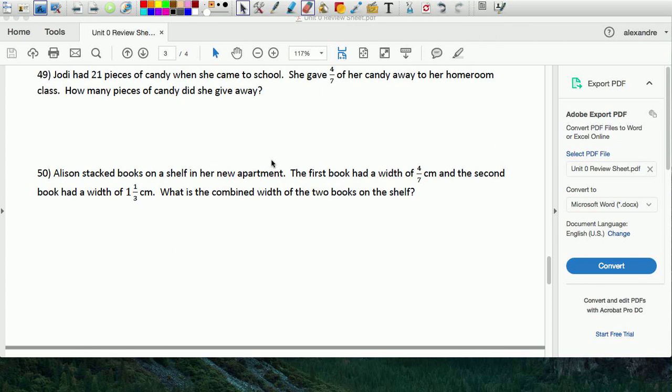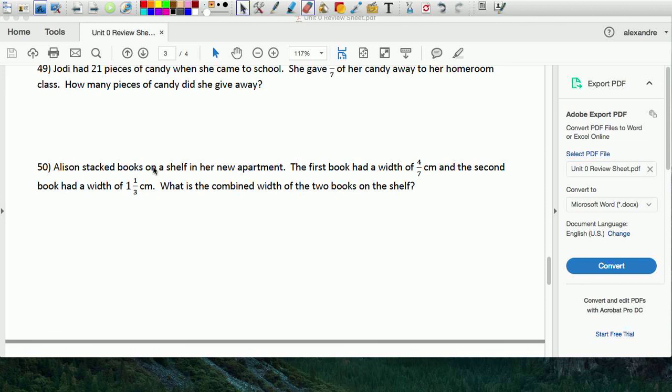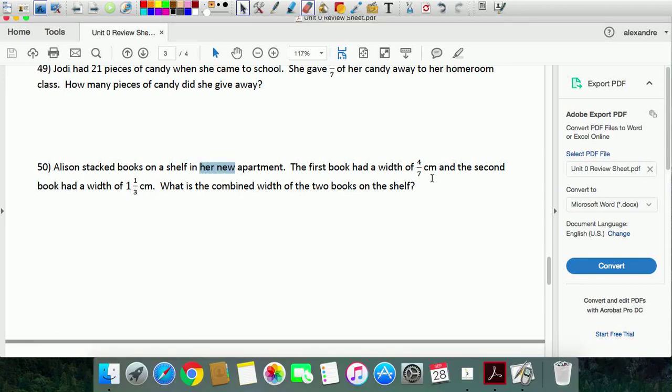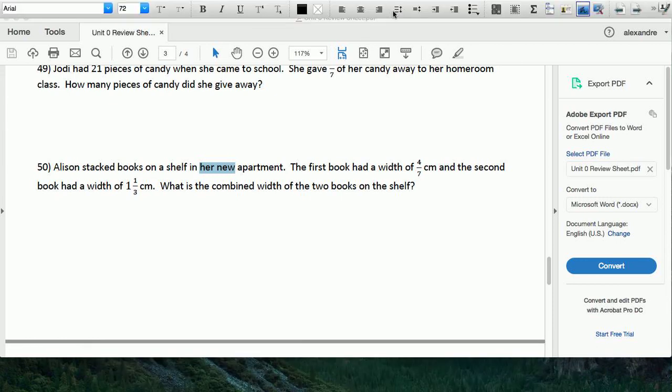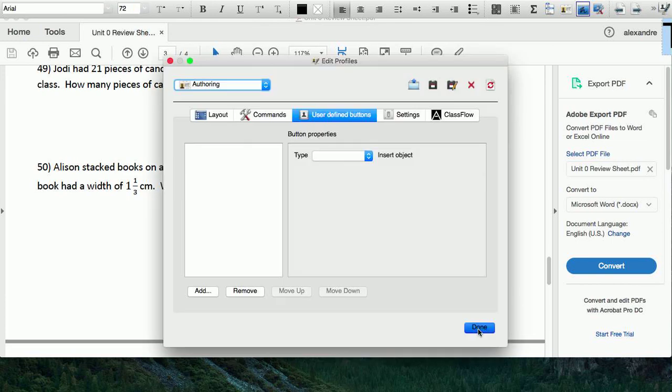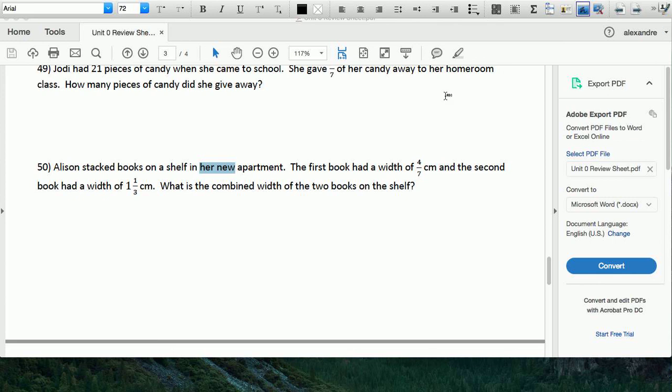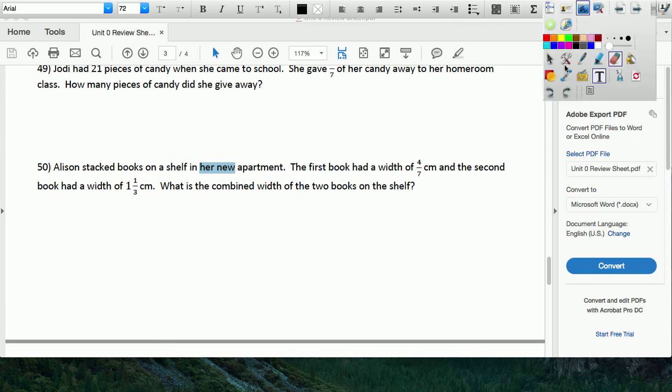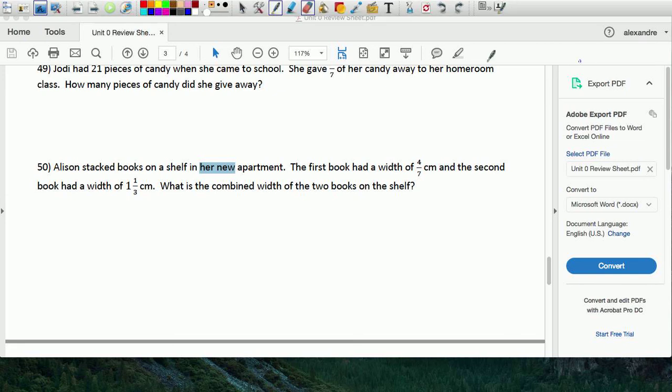And last question. She has stacked books. Her first book had a width of 4/7 and the second book had a... Oh no. Oh, okay, so hang on. Did my pen disappear? That's not cool. Here. Okay, here we go.